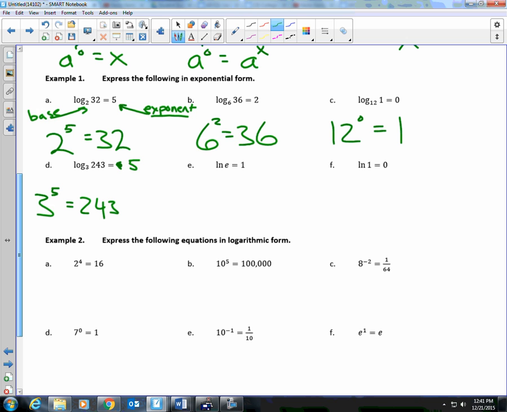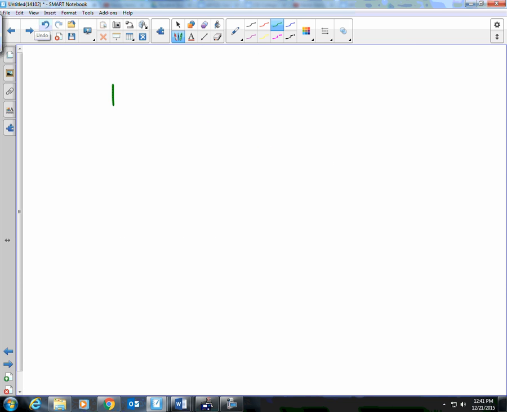So what's different about E and F? This reads natural log. So for example, if I were to write log of 100, that means 10 to what power is equal to 100? So what is the log of 100? 2. You can see that in this example there is no base written here. When there's no base written for a logarithm, the assumed base is 10.